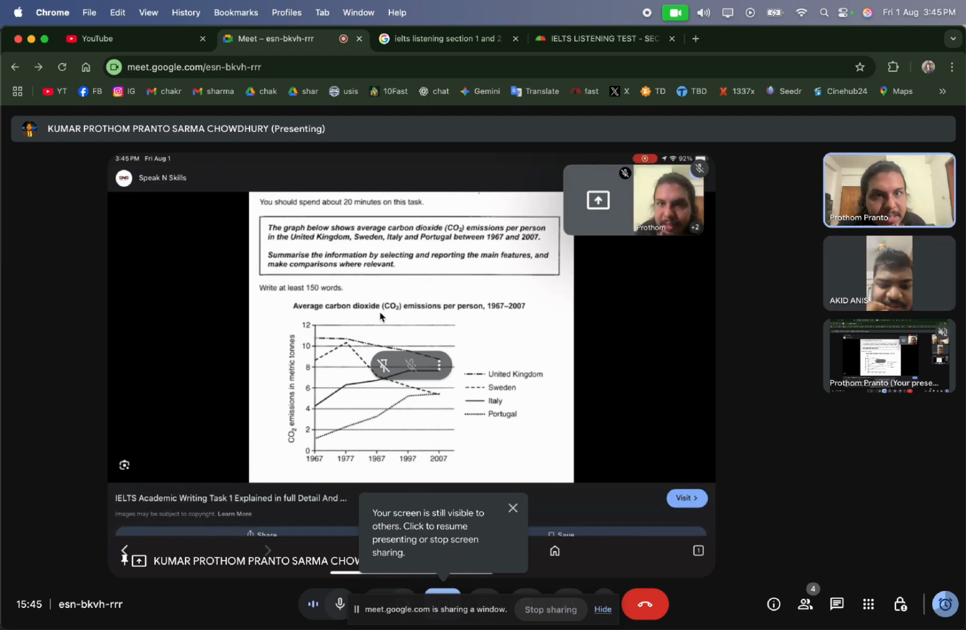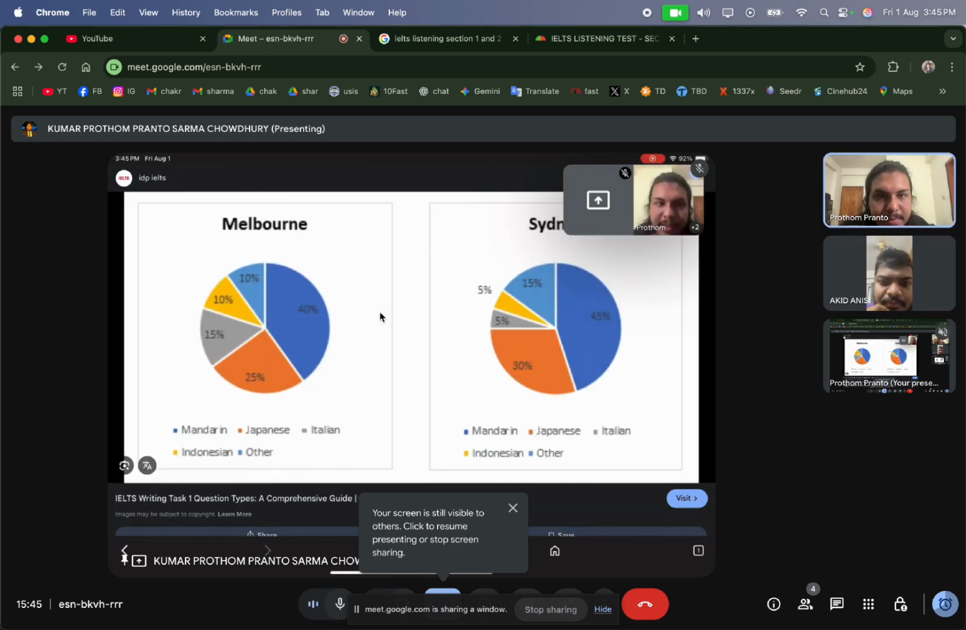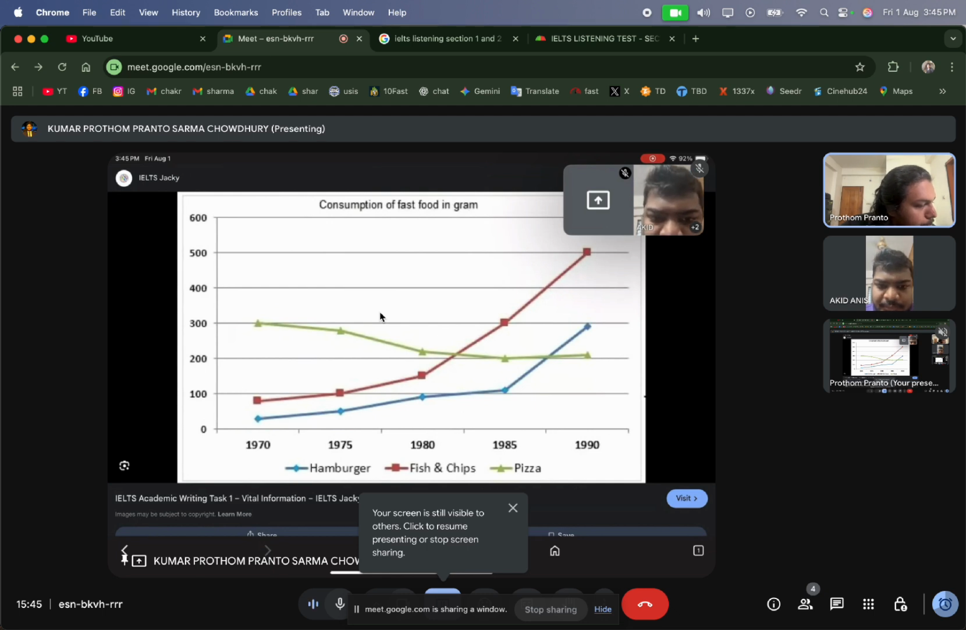Questions like this can arrive. The graph below shows average carbon dioxide emissions per person in the United Kingdom, Sweden. This can also be pie charts, Mandarin speakers, Chinese speakers, the percentage of speakers. Probably at a university, this portion of students speak this particular language. Consumption of fast food in grams, 300 grams in 1970, in 1975, 200 grams, right?